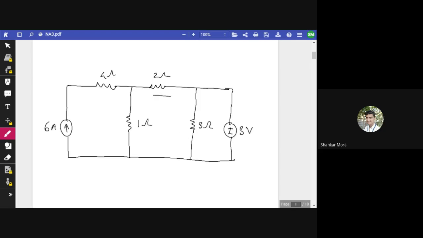We have to find out the current I through this 2 ohm resistance, whose value we have to find out here. Okay, so how can we do this? We can go with our conventional method also.